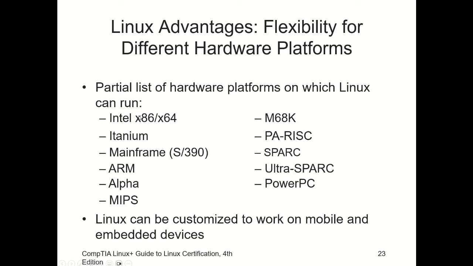Linux advantages: first of all, the flexibility for different hardware platforms. A partial list of hardware platforms on which Linux can run includes, first of all, Intel x86, x64. You can have many things, like mainframe, ARM, Alpha, MIPS. I mean, there is a long list. And Linux can be customized to work on mobile and embedded devices. That's another beautiful thing.